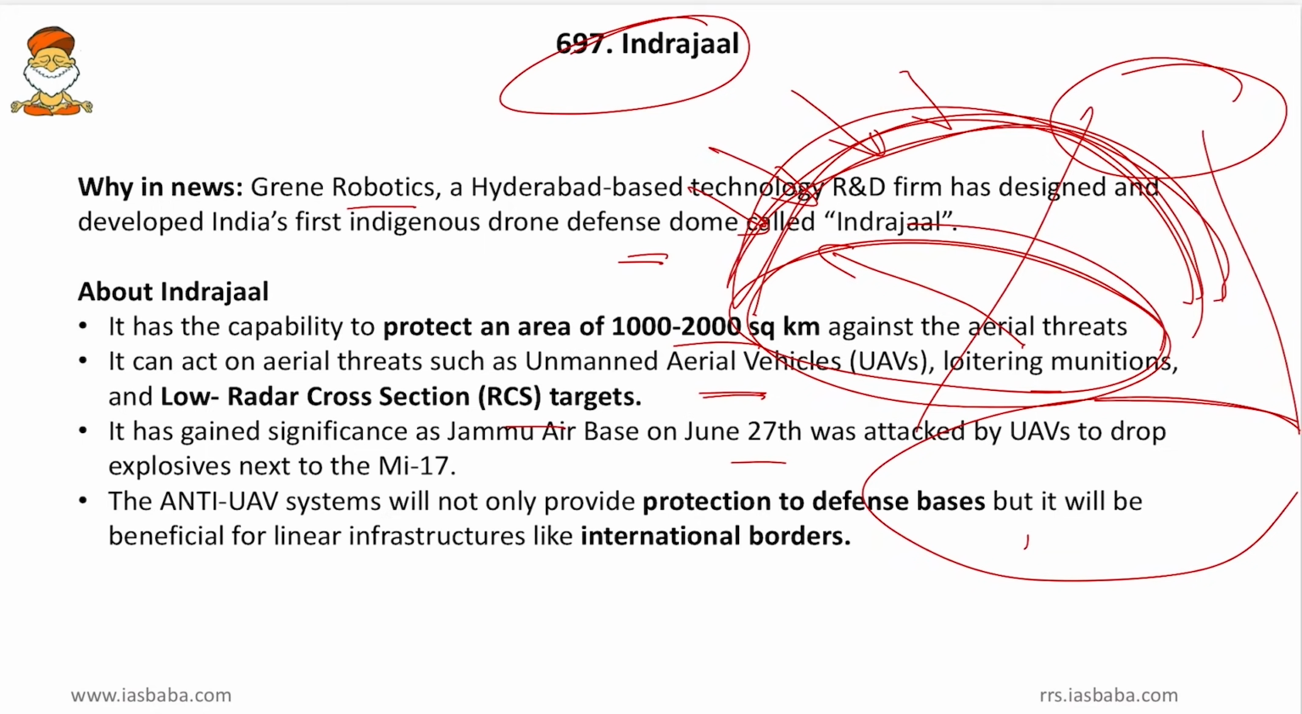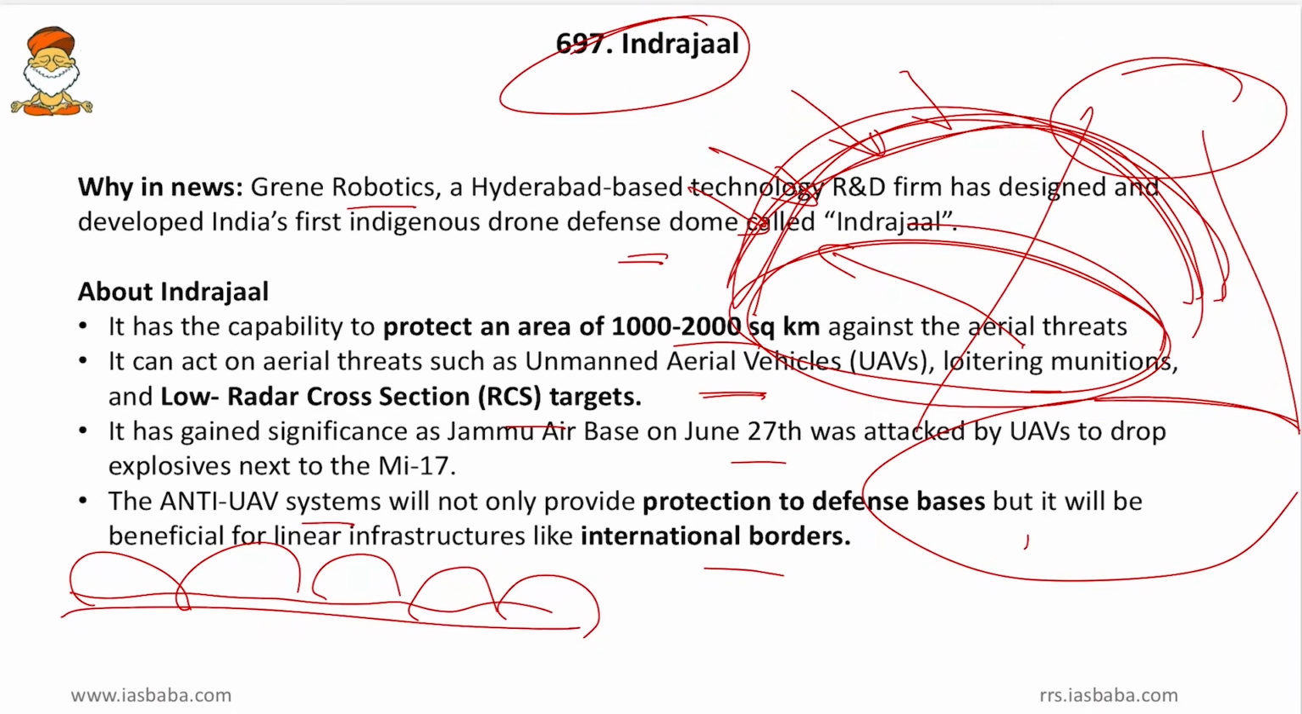Then the anti-UAV system will not only provide protection to the defense bases, but it will be beneficial for linear infrastructures like the international borders. Friends, all along the border, we can set up these domes, and it can safeguard the borders as well. So these are some facts regarding Indrajal.